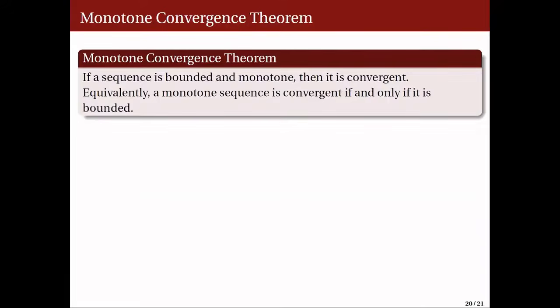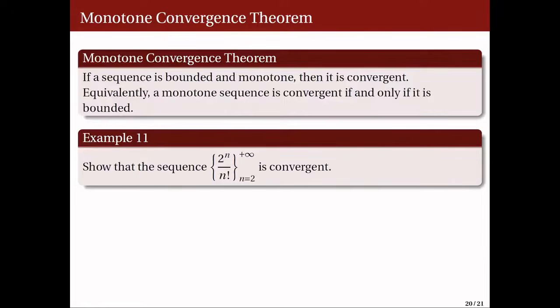Now, this next theorem uses the previous sets of definitions that we discussed earlier. So we have the monotone convergence theorem. This theorem tells us that if a sequence is bounded and monotone, then it is convergent. Or equivalently, a monotone sequence is convergent if and only if it is bounded. This theorem is useful in showing convergence of sequences without explicitly showing that the limit of its terms as n goes to infinity exists, or without explicitly evaluating the limit.